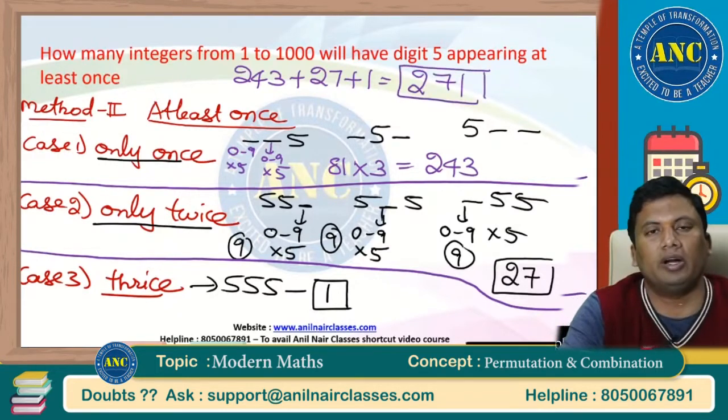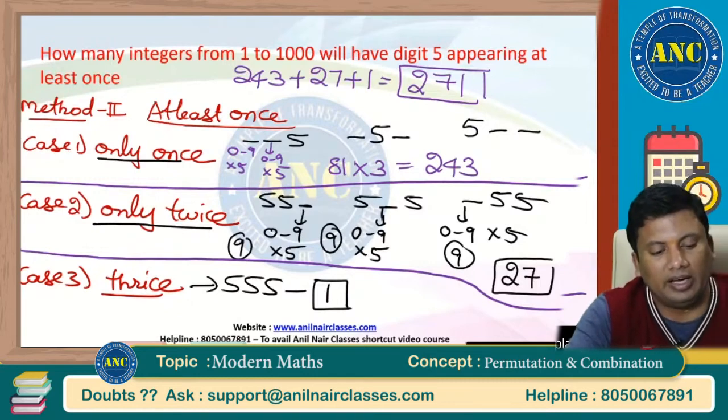The answer is nothing but 271. I hope the idea is clear.